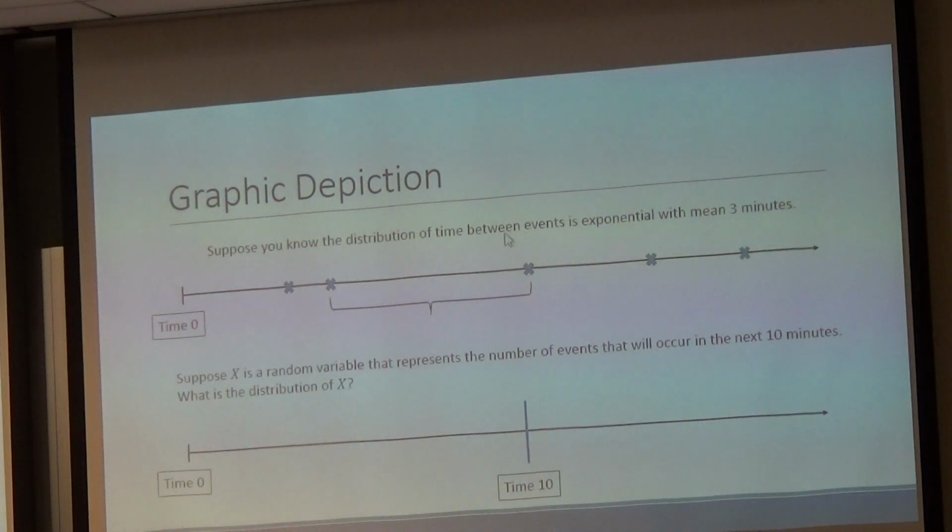1/3. 1/3 for 1 minute, and I have 10 minutes, so it's 1/3 times 10, which is 10/3. Okay, so we've got mean time of 3 minutes between arrivals. That means 1/3 person is arriving per minute. I've got 10 minutes, so 10/3 people on average are arriving in 10 minutes. And my Poisson distribution, I just need to give it the mean.